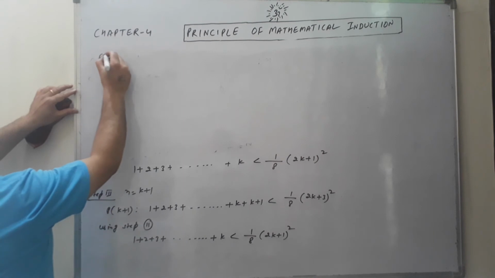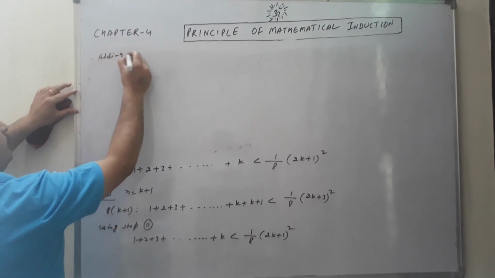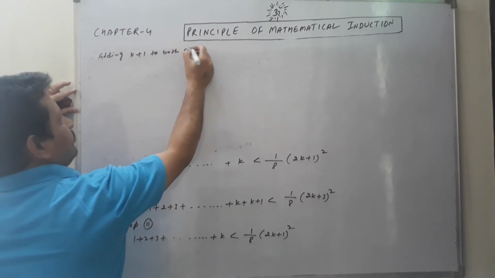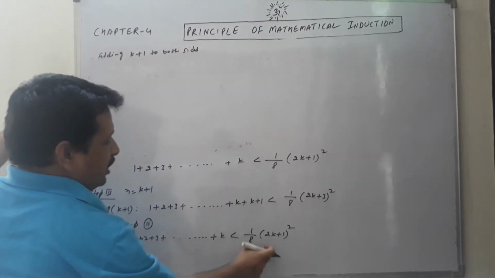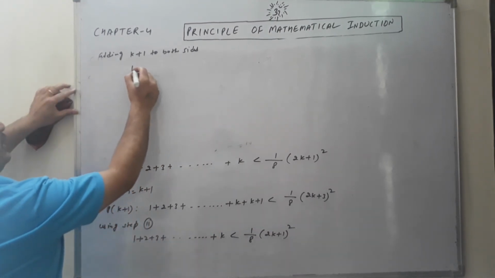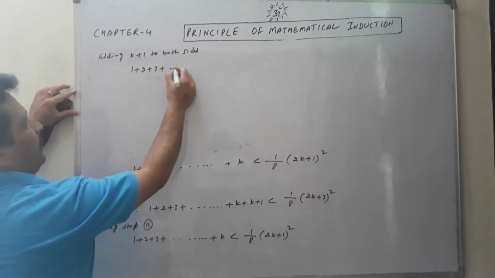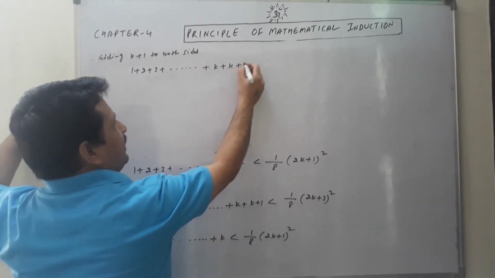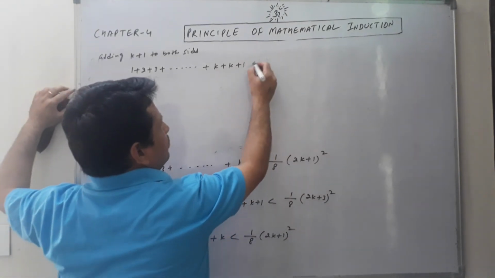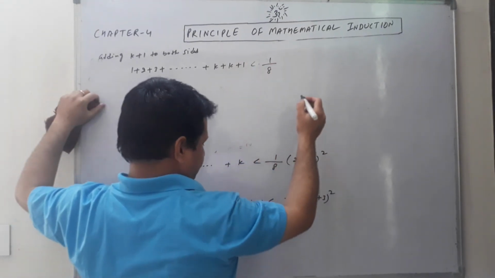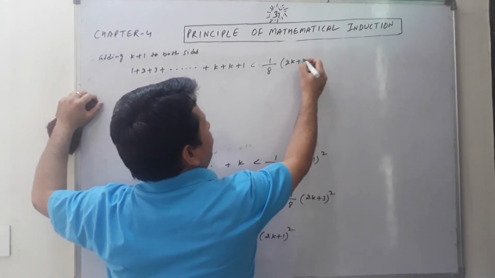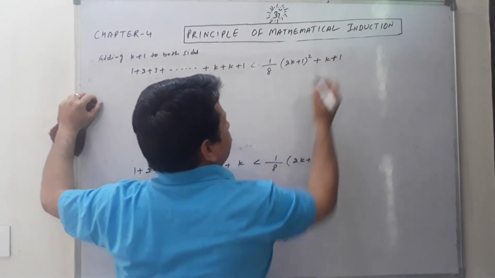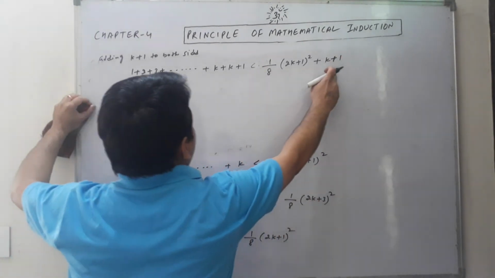So adding k plus 1 to both sides, because in an inequality we can add k plus 1 to both sides. This is now k plus 1 that I have added here. This is less than 1 upon 8 into (2k plus 1) whole square plus k plus 1, students. I have added k plus 1 to both sides.